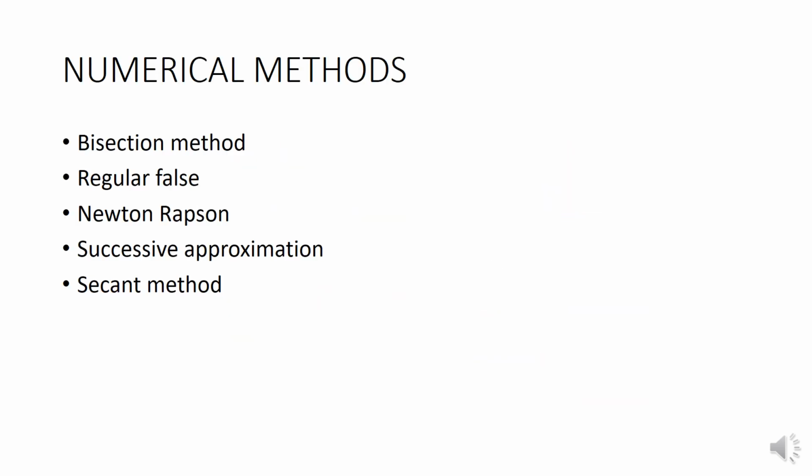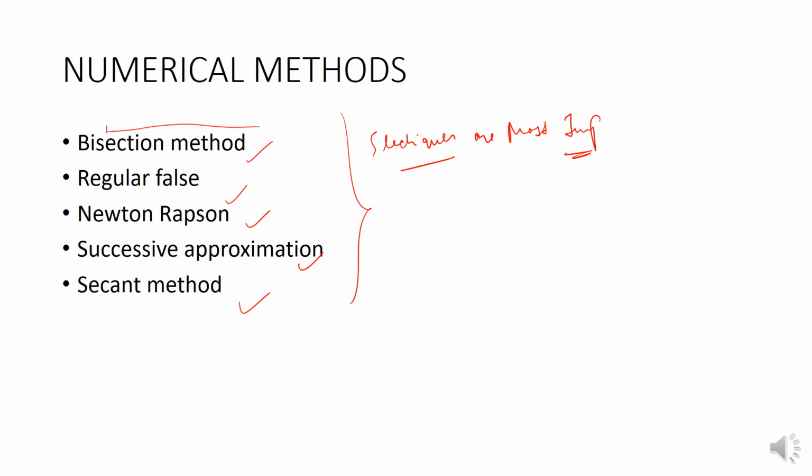As far as GATE syllabus is concerned, generally these 5 techniques are most important and are frequently asked. They are bisection method, regula falsi, Newton-Raphson, successive approximation and secant method. Today we will see the bisection method. We'll solve some questions as well so that we get an understanding of what it is.